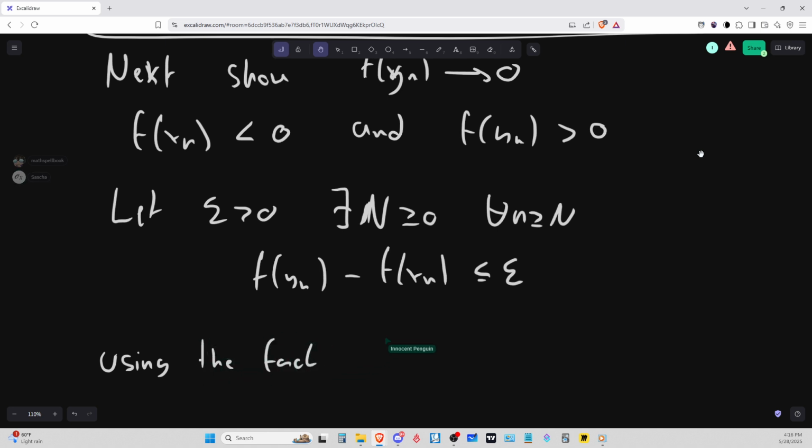Okay, and using the fact that f of xn is a negative quantity, that means that when I subtract by minus f of xn, I'm actually adding stuff, right? So this part here actually is adding stuff to my existing quantity. So using this fact, I have that f of yn is actually smaller or equal to epsilon.